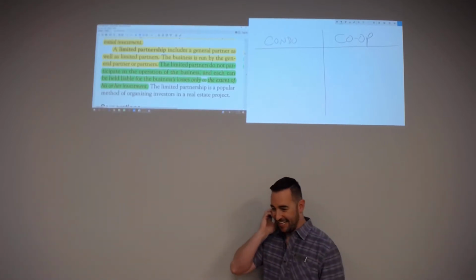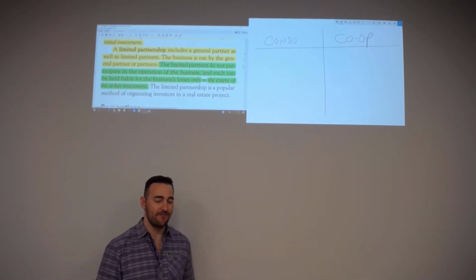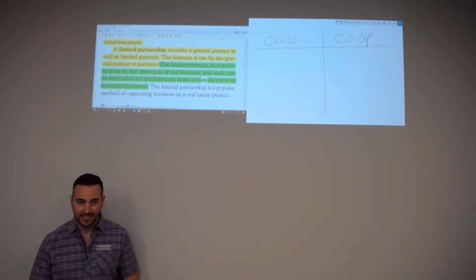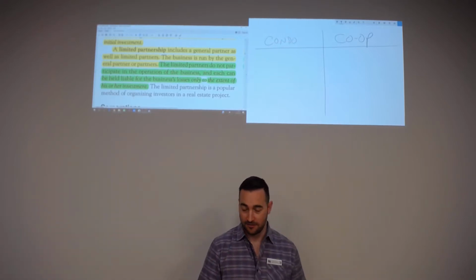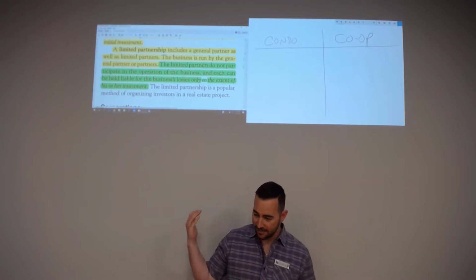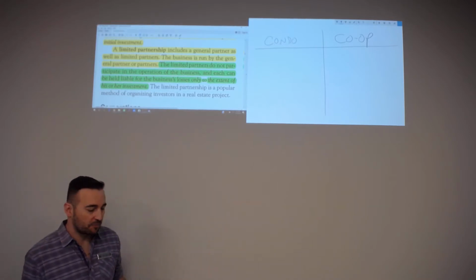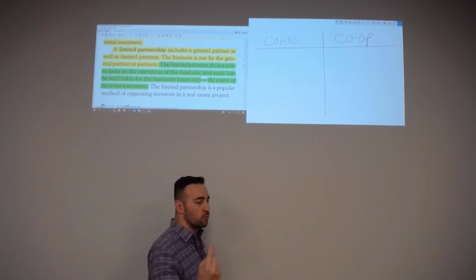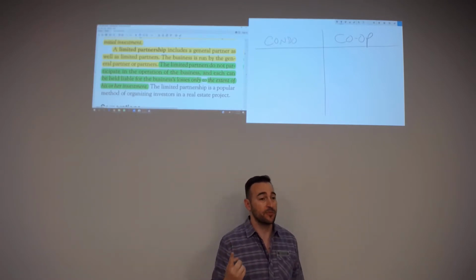Okay. Now we have limited partnership. It's getting a little bit better. Limited partnership, every time you see limited, it gets a little bit better because there's a limitation on lawsuits, the exposure. So as you guys highlight, whatever is green, put stars. In a limited partnership, there must be at least one general partner, at least one. Everybody else could be limited.